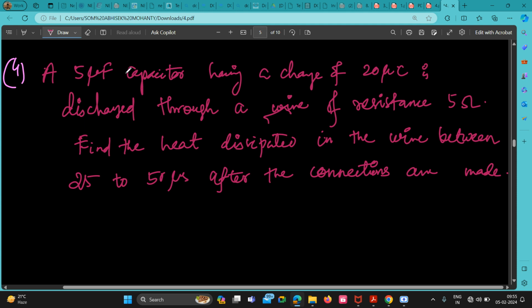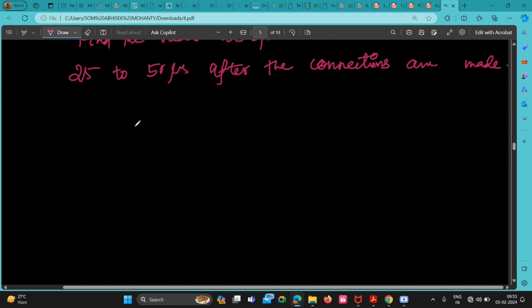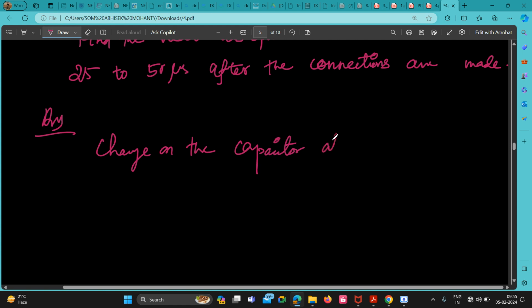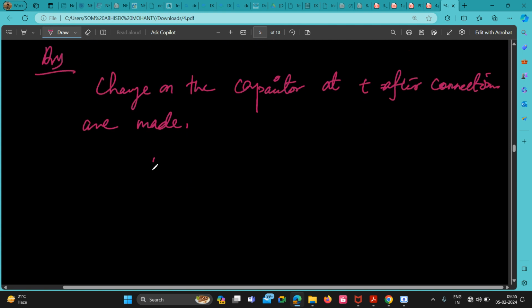Okay, this is again the case of discharge, through a wire of resistance. Read the question two, three times, then pause the video and try yourself, otherwise there is no point. Charge on the capacitor at time t after connections are made: Q is equal to Q naught e to the power minus t by RC.